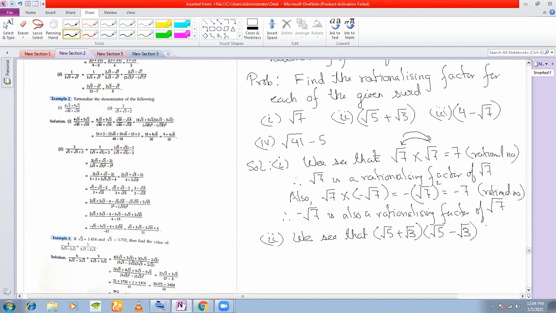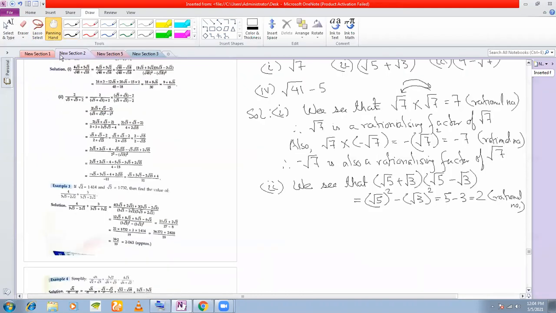Then what you see is that we get root 5 square minus root 3 square, which is 5 minus 3, which is equal to 2, a rational number, right? So when I'm multiplying root 5 plus root 3 by root 5 minus root 3, we are getting a rational number. So therefore, we say that root 5 minus root 3 is a rationalizing factor of root 5 plus root 3. Understood?